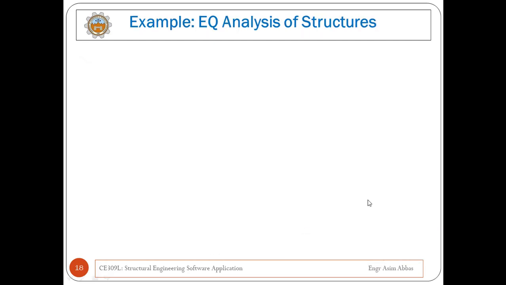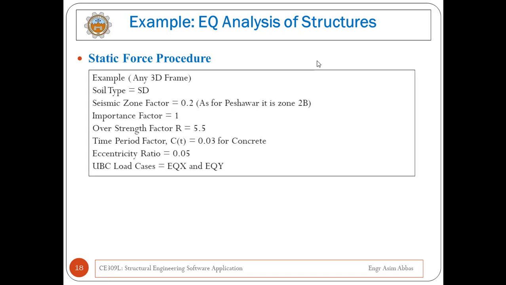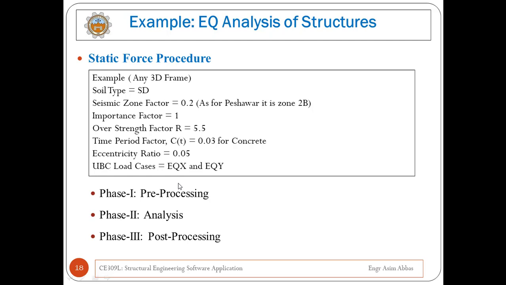Okay, now I will discuss an example on earthquake analysis of a structure in SAP 2000. I will discuss the different methods one by one. First of all, the static force procedure. Okay, this is an example. I will take a 3D frame, and the rest of the parameters required for earthquake analysis for static load are given in this slide. Again, the methods include three phases: phase 1, phase 2 and phase 3.